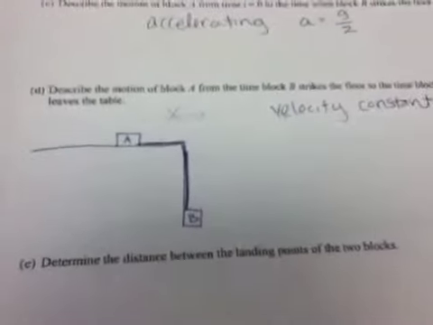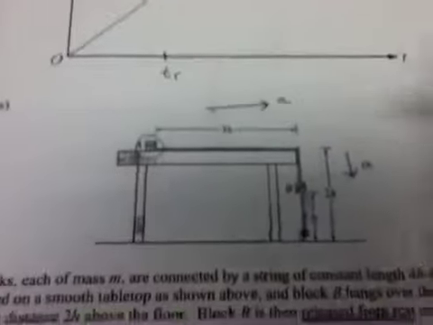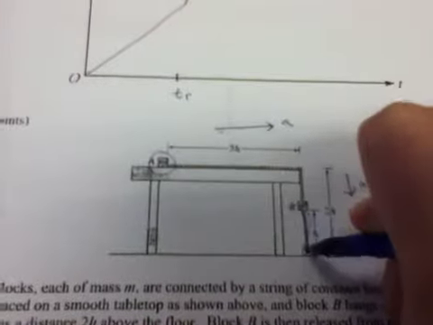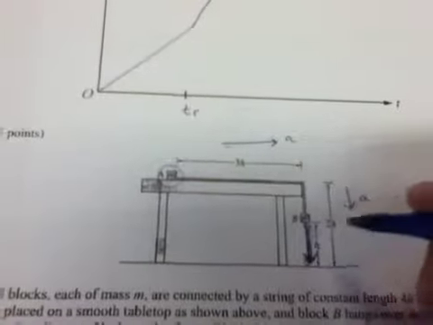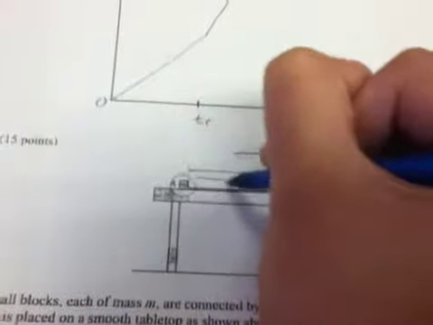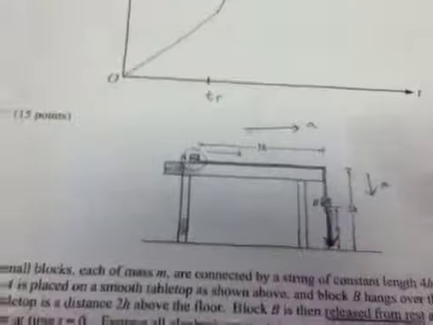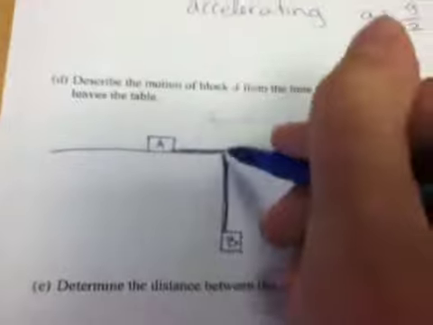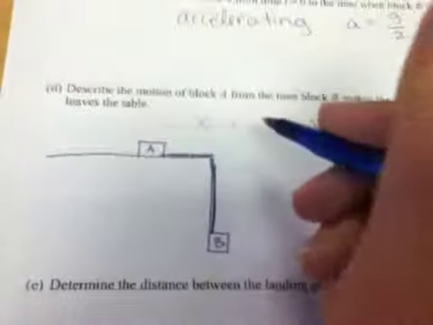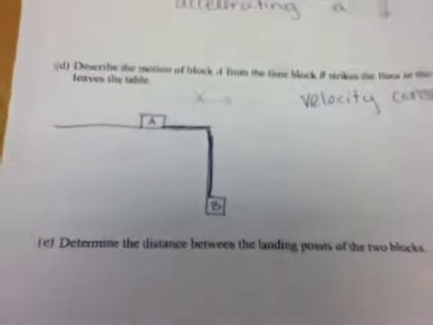Whereas over here, our forces were unbalanced because we had this block descending to the ground. So when this block was descending to the ground, it was pulling this block, making this block accelerate. But now, in this case, this block is no longer pulling this block. So this block is just going at a constant velocity.